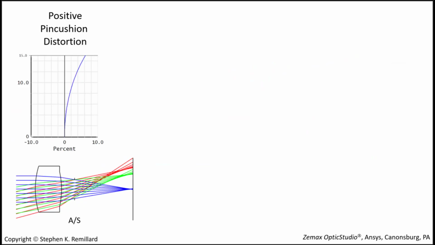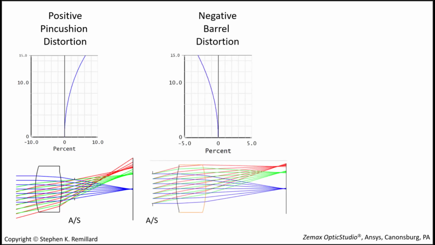So here's a little summary. A converging biconvex singlet with a stop behind the lens will have positive or pincushion distortion. A stop in front of the lens will give negative or barrel distortion. If there's no stop, a converging thick lens has negative distortion because in that case the front surface acts as a stop, and it's a stop in the front of the system.